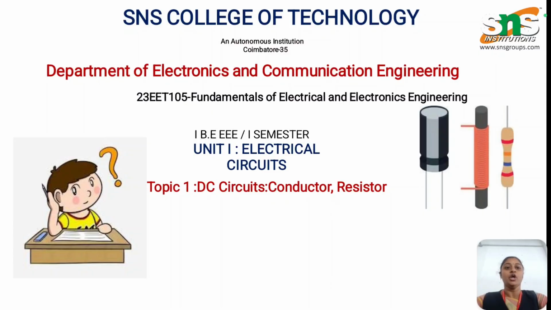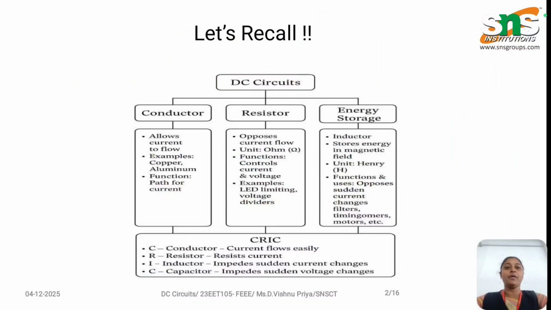Today we discuss the topic of DC circuits. What are the key components of DC circuits? That is the conductor, resistors, inductors and capacitors. In this topic we discuss what conductors and resistors are, and what the energy storage devices are.